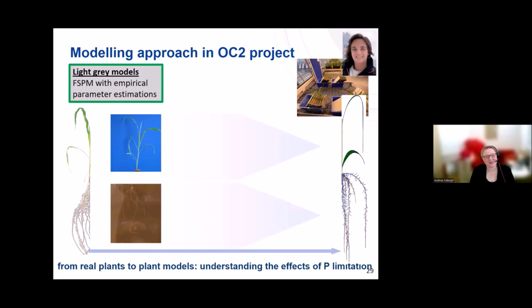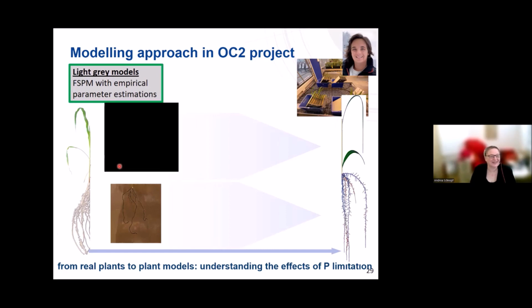This is the modeling approach of the OpenCall2 project, which I would classify as a light gray model, where we use a functional structural plant model with empirical parameters. These empirical parameters, for example, are observed from the plant structures to then parameterize our root architecture model. Next, please. Here we have, for example, images where we can segment the different structures out. Next, please. And please start the video also. Yeah, also with temporal information.